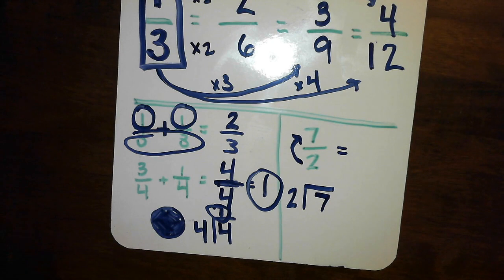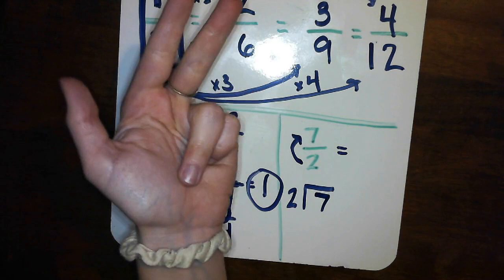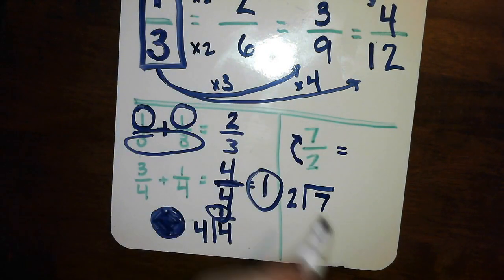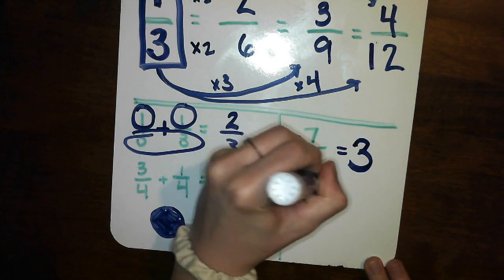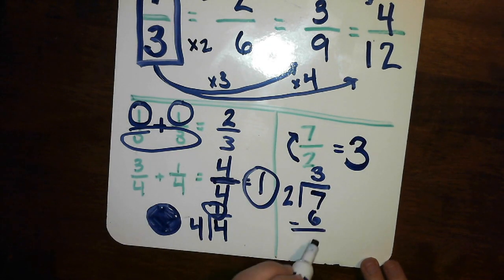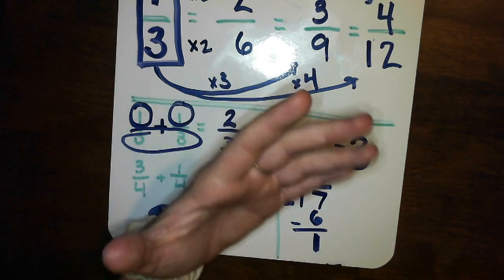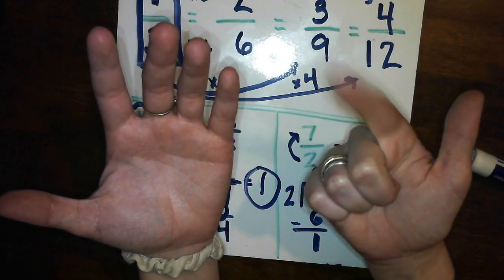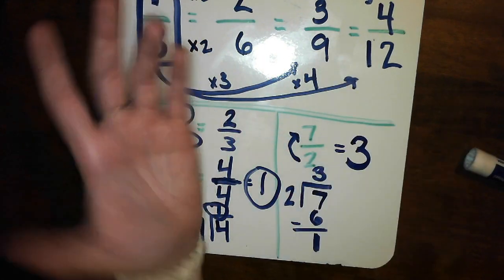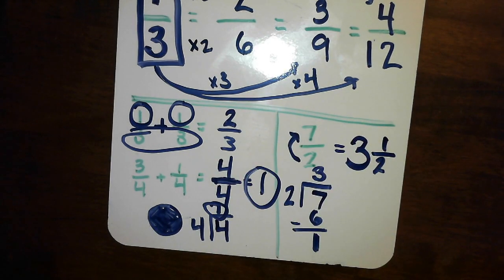Well, I'm going to skip count by 2s and see how close to 7 I can get. 2, 4, 6, 8, nope. So 3 times gets me to 6. So I have 3 wholes. When I subtract, I have 1. There's 1 piece left. I got to 6. I didn't get all the way to 7. So there's 1 piece left. What size are our pieces? Halves. So we have 1/2 left. So 3 and 1/2 is the same thing as 7/2.